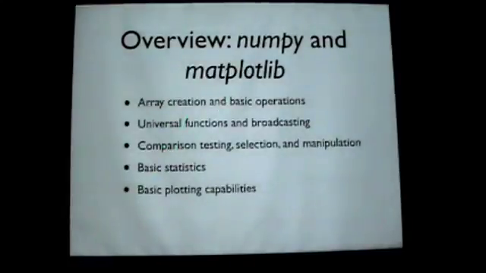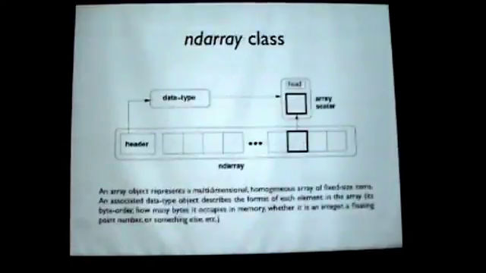Array creation and basic operations. I'm going to introduce you to this idea of what a universal function is in broadcasting. They're very powerful tools in Python, but it operates somewhat different from the rest of the things that we've seen so far today. Some basic comparison testing, selection, and manipulation of arrays. The NumPy module provides some basic statistics capabilities. You'll get a lot more in SciPy, which we'll talk about, I believe, tomorrow and Wednesday. And then how to make some basic plots. You want to put nice, pretty things in your paper.